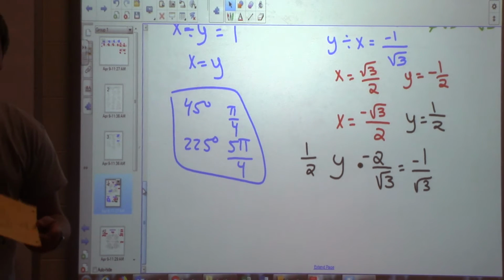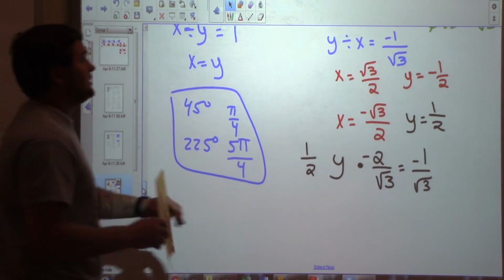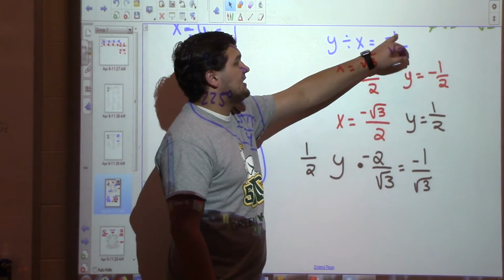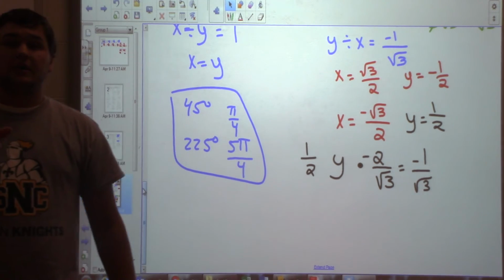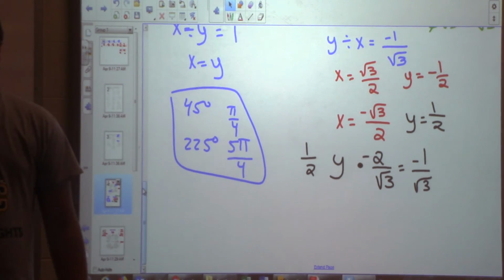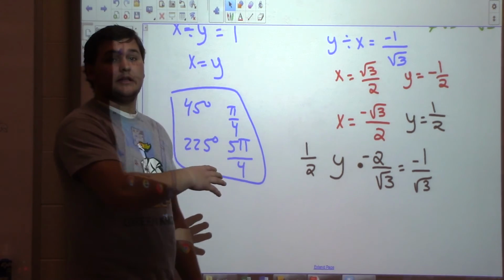Yes, Kaylee? If the answer's positive, would you have to do like the double negative side? So yes, if this came out to positive 1 over square root of 3, it'd be either both x and y are positive, or both x and y are negative. Alright? Another good question. Alright, I'm not done yet.